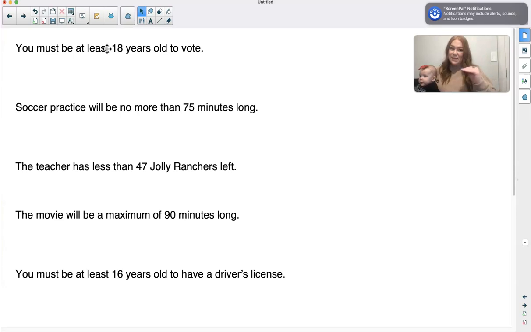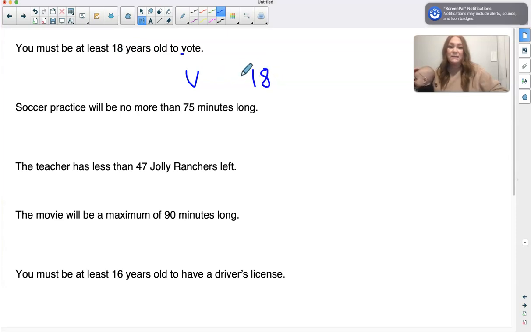So that means that's the lowest. I need things that are higher. So it says you have to be at least 18 years old to vote. So we're going to use V for vote. So we're going to set up our problem, V for vote, and we are comparing it to the constant of 18. So I'm going to put V on one side, 18 on the other. I'm going to leave a space for my symbol once I know what that is.